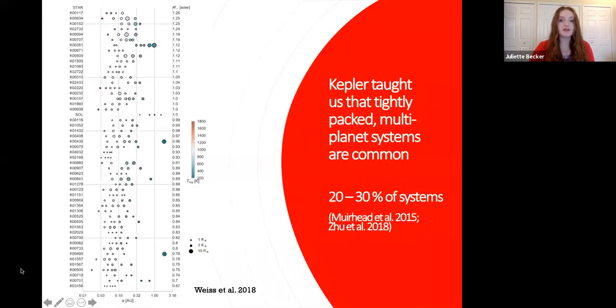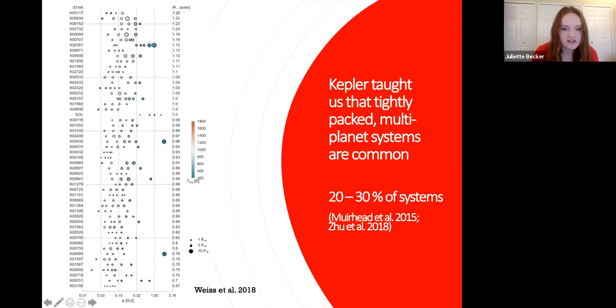So I'm going to start with something that you all probably know. I'm showing this image from Lauren Weiss's Peas in a Pod paper, where she plotted all of the systems with 4 or more planets from the Kepler sample, and one system there that's not from the Kepler sample, our own Sun, and showed the relative spacings and semi-major axes as well as their relative radii.